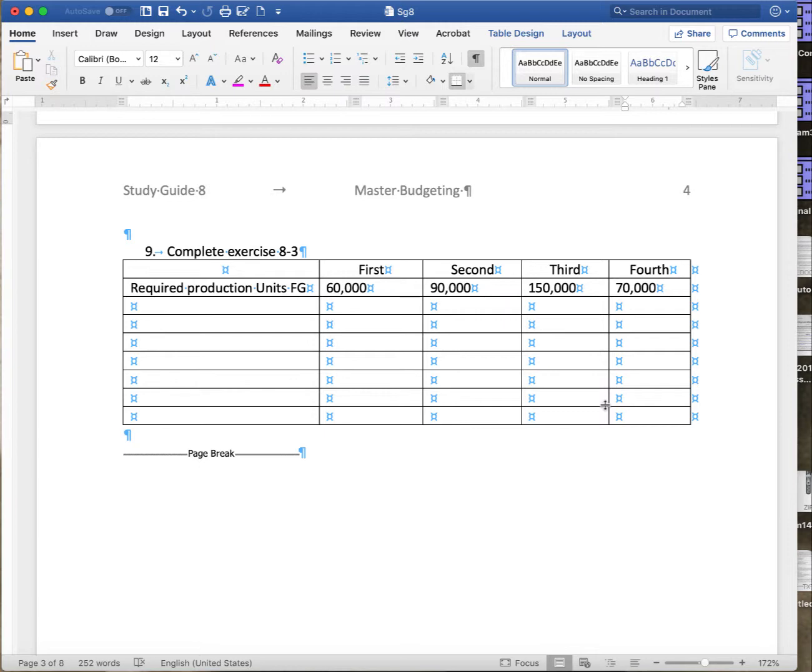Those are the production in bottles, right? Required production in units that we want for finished goods. We're producing finished goods here basically. So they tell us that musk oil has become so popular as a perfume ingredient that it has become necessary to carry large inventories as a precaution against any stockouts. For this reason, the inventory of musk oil at the end of a quarter must be equal to 20% of the following quarter's production needs, okay?